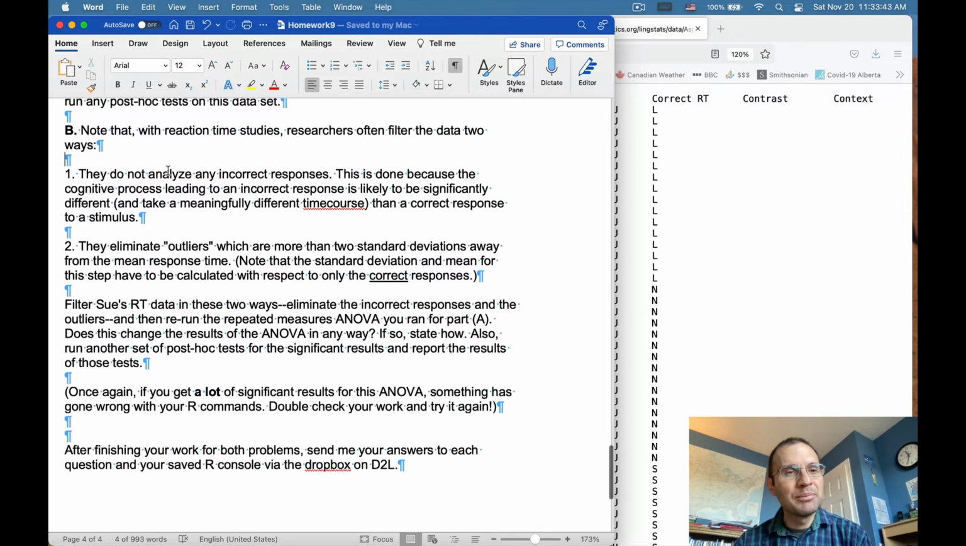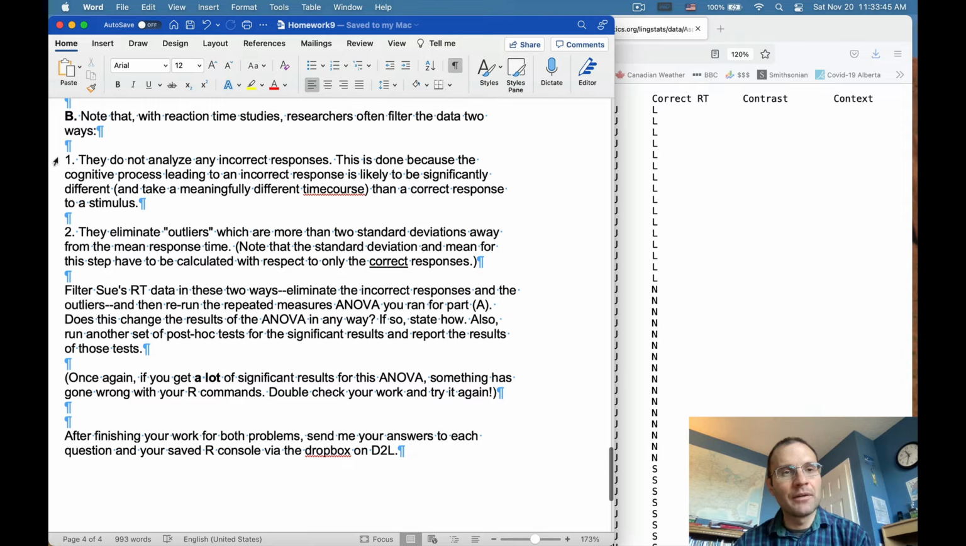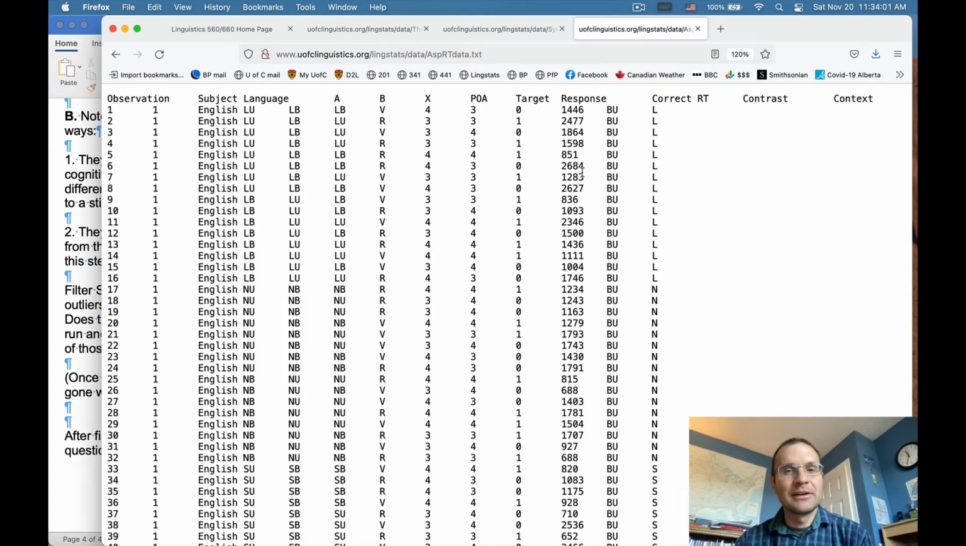So number one, when people look at reaction time, first of all, they don't analyze any incorrect responses. And the reason they do that is because the cognitive process leading to an incorrect response is likely to be significantly different and also take a meaningfully different time course than a correct response to a stimulus. So there's a bit of variance in there, which leads to different pathways in your mind, which means you can't really compare those or group them together in a meaningful way. And so the way you can filter those out, there's this correct field in the data set.